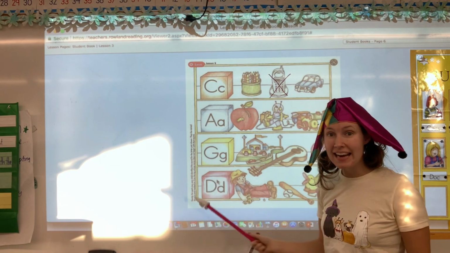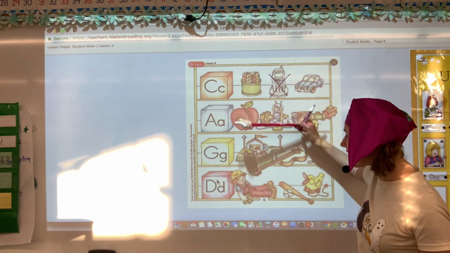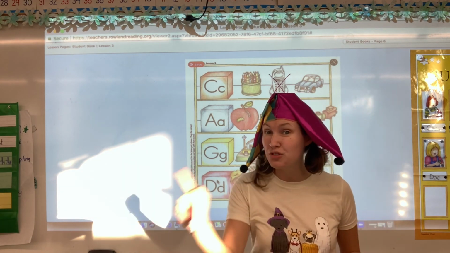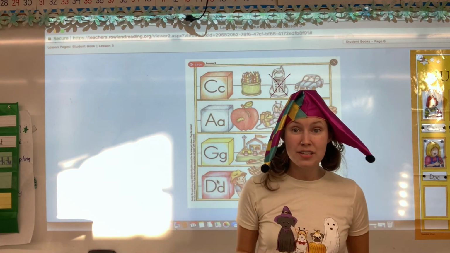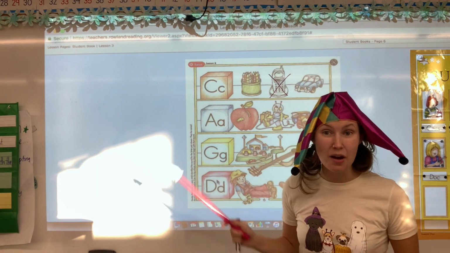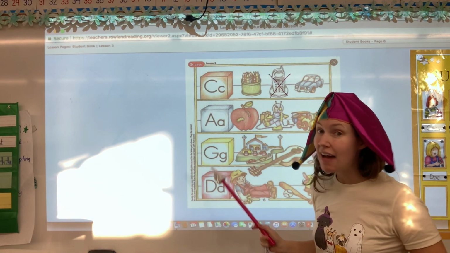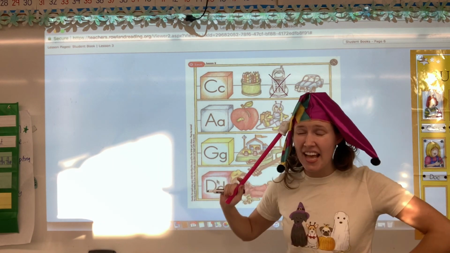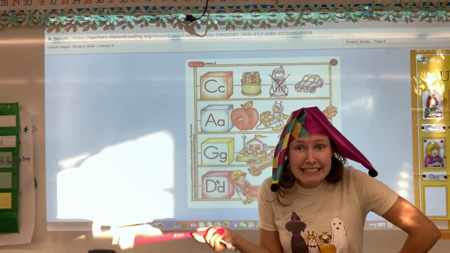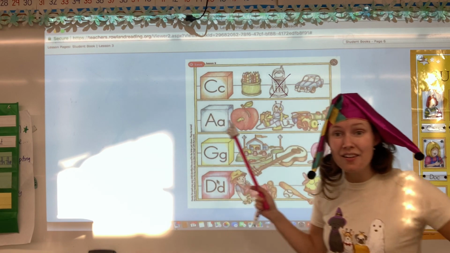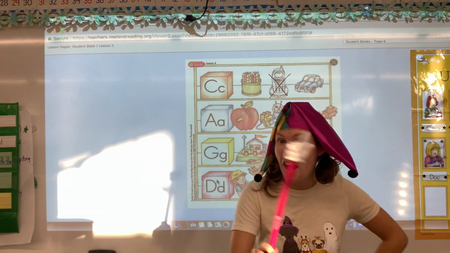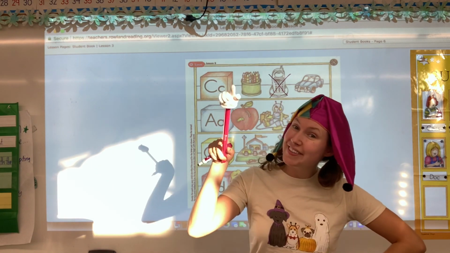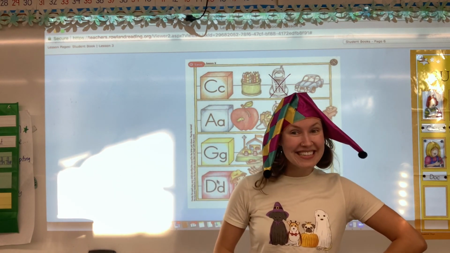So now go ahead and go through each row, your letter A, letter G, and letter D, and find the toys that do not start with that letter. So you're going to have to remember, what does letter A say? And what does letter G say? And what does letter D say? What are those sounds? And then figure out which toy does not begin with that sound. You guys are going to do awesome work. I can't wait to see your homework.